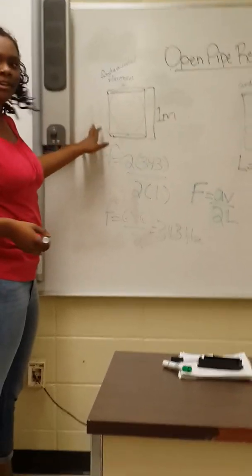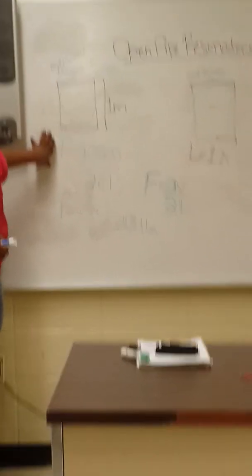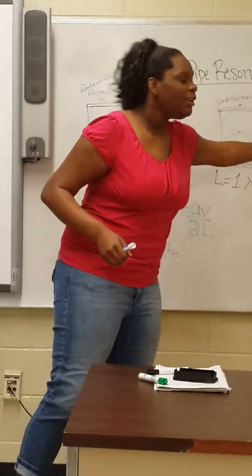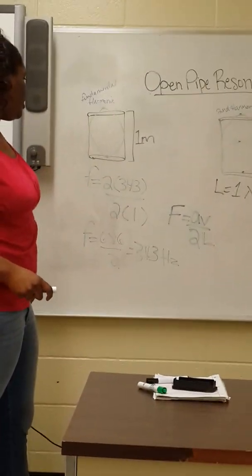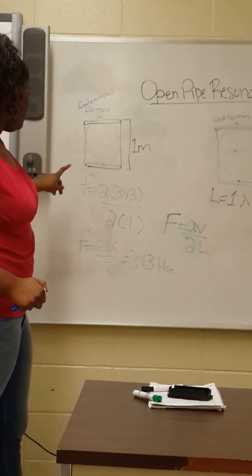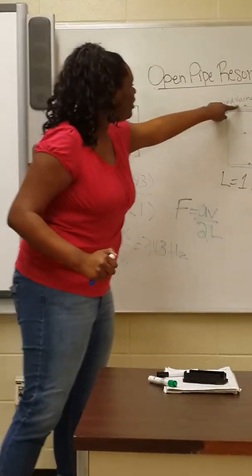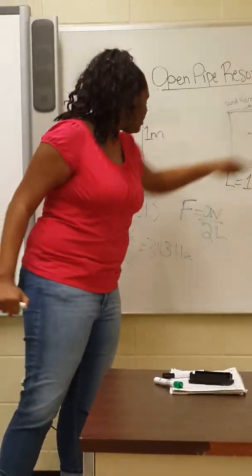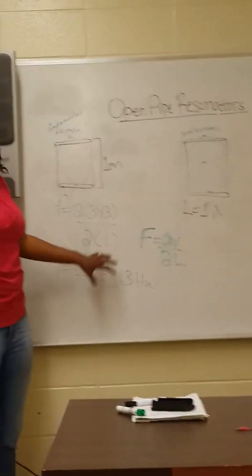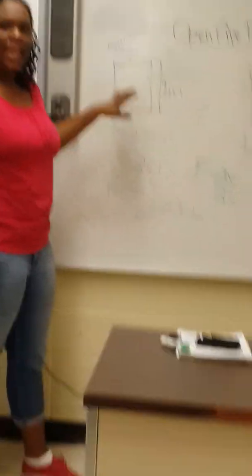And that's just a practice one. The second and the third harmonics work the same way, so all you have to change is the number of antinodes. In the second harmonic, you change that to 3, and in the third, you change that to 4. That's how it's proportional.